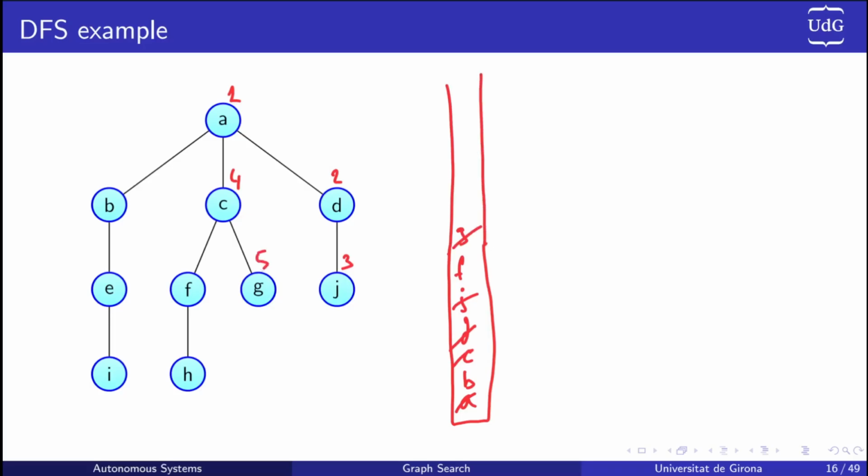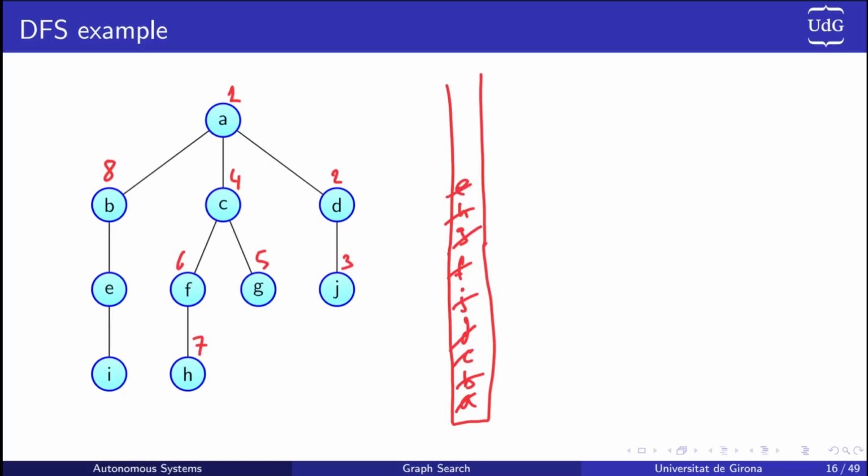This is number 5. J has no childs. Then we remove F. F is 6. We add H here. Then we remove H. H is 7. Then we remove B. B is 8. We put E, that is the child of B.